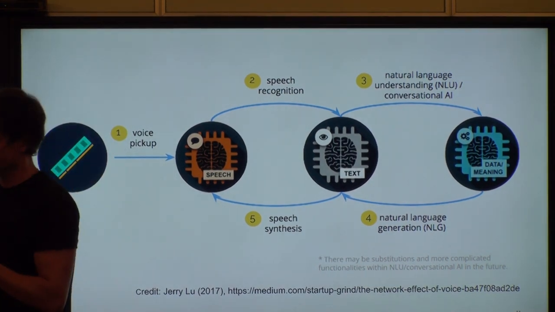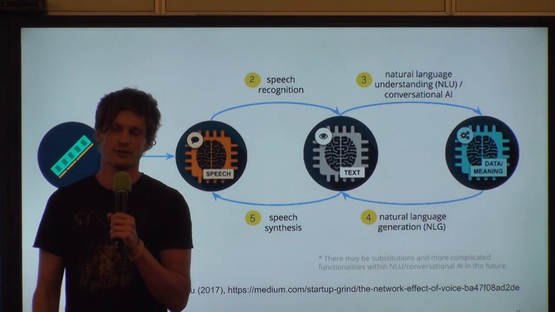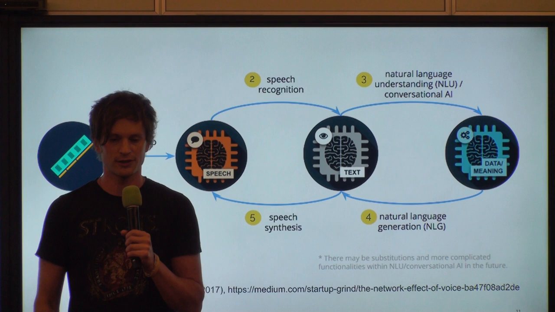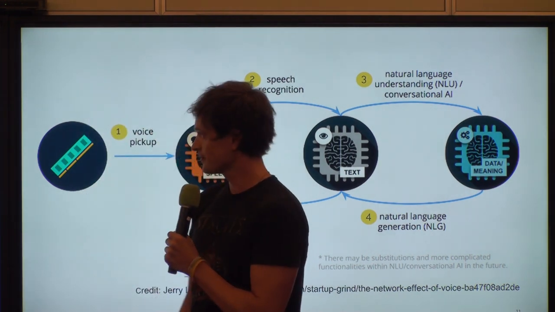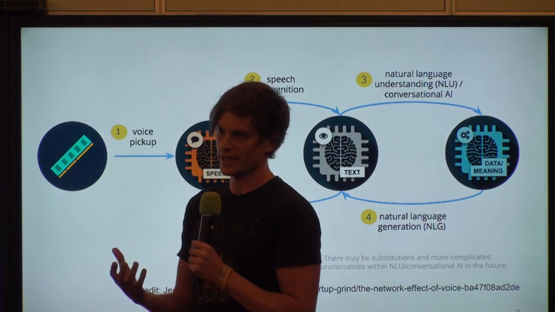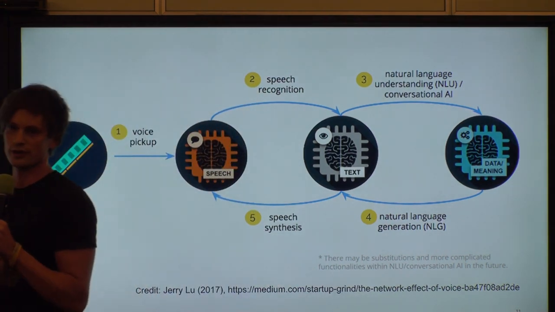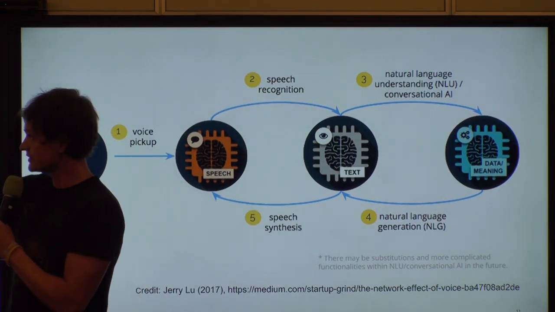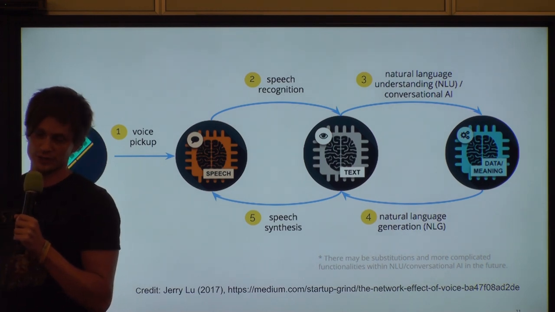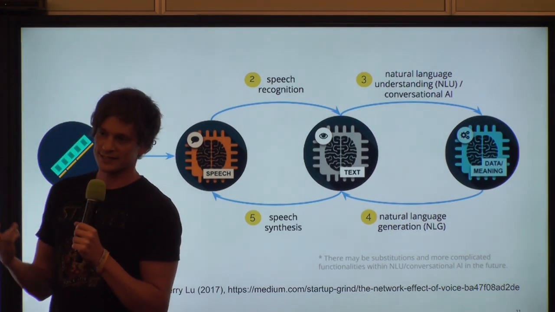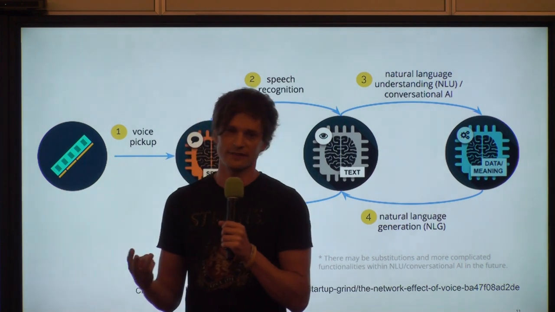First is the voice pickup. You speak into a microphone, maybe a smart speaker, or your phone, or a computer, and that records audio data. Then this audio data is turned into words, text. This is called speech recognition, or sometimes speech to text. That's step two. Step three is understanding the meaning of those words.